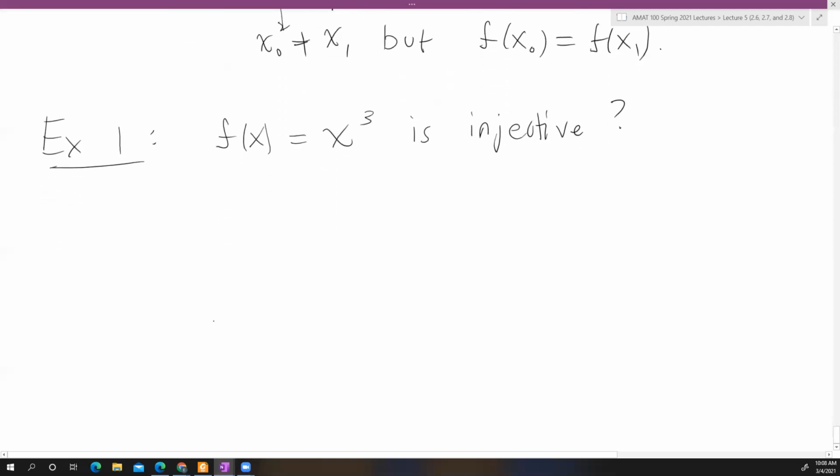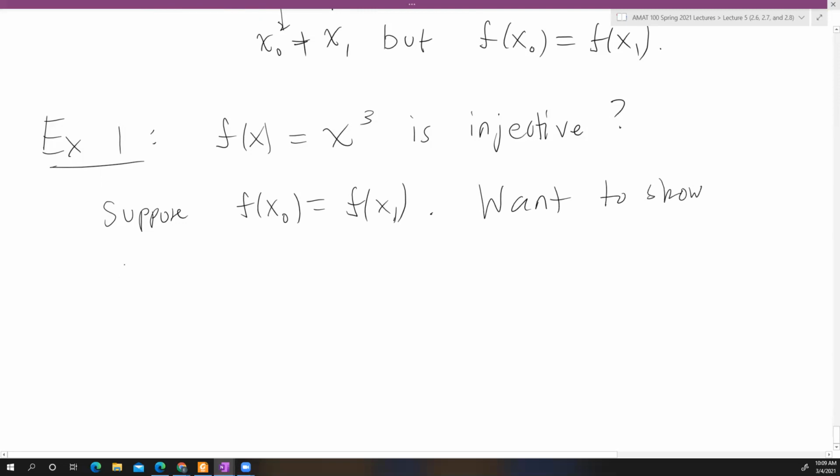What we could do is do this more algebraically. We could say, suppose. So remember what we need to show. To show injectivity, we need to take 2 points and suppose that their images are the same. What we want to show is x0 is equal to x1. This will show that the function is injective.